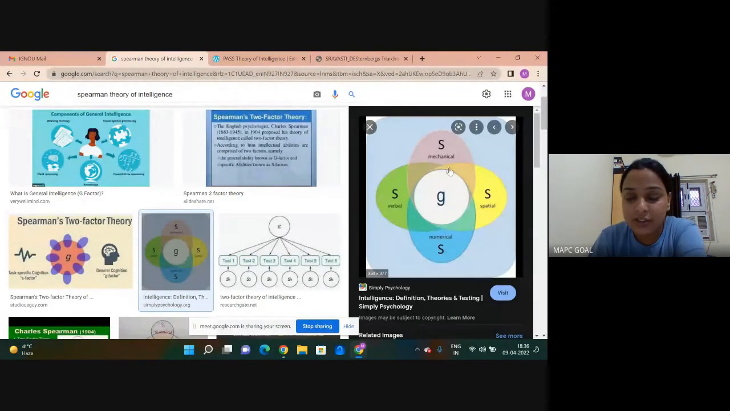Can you see this Venn diagram? He also believed that anyone who possesses mechanical intelligence will also have some kind of verbal intelligence. And anyone who possesses verbal intelligence would also have mechanical, spatial, and numerical. But the dominant part is more of verbal intelligence.